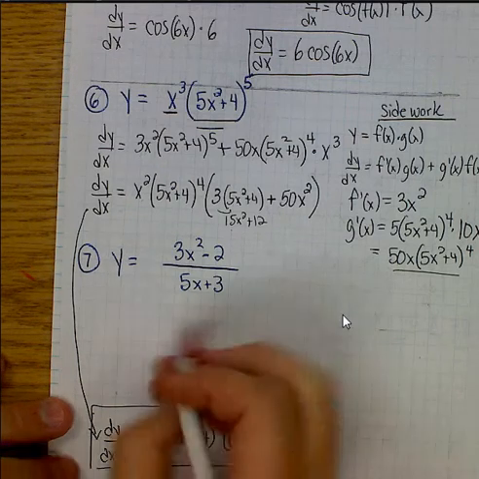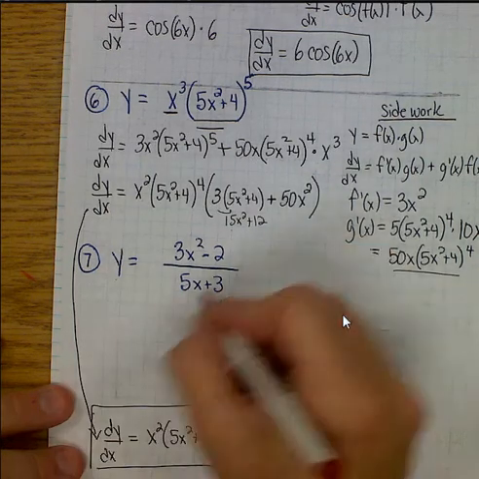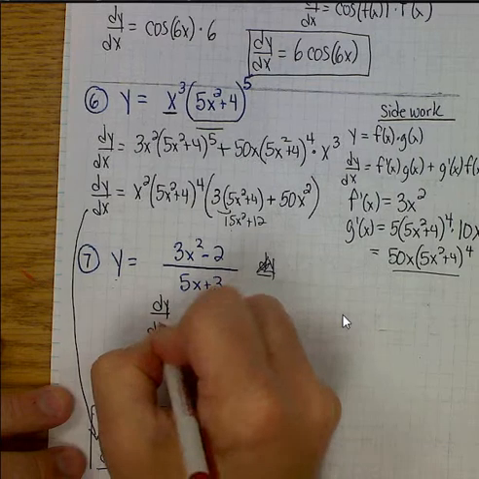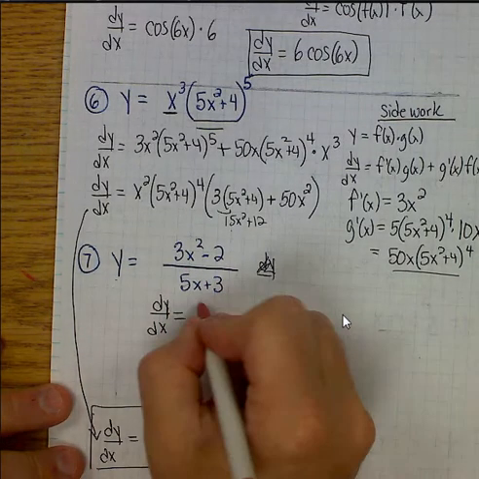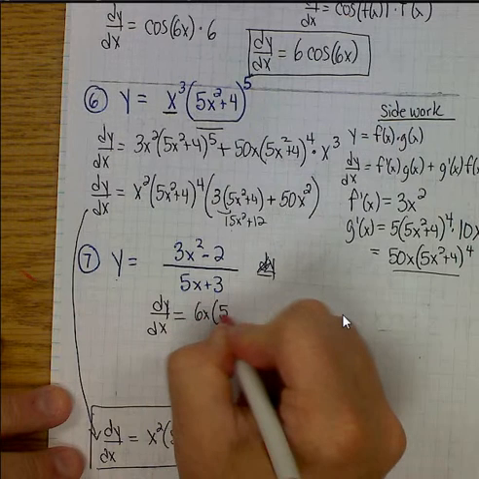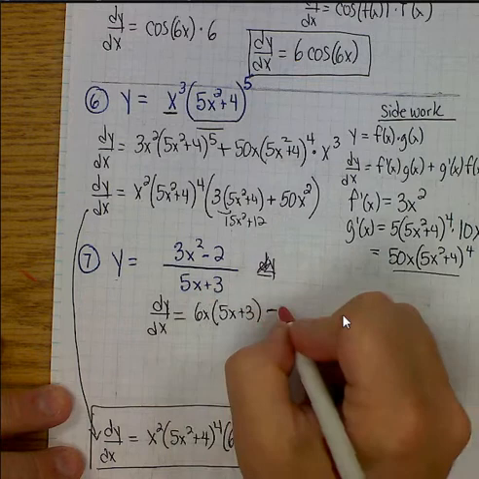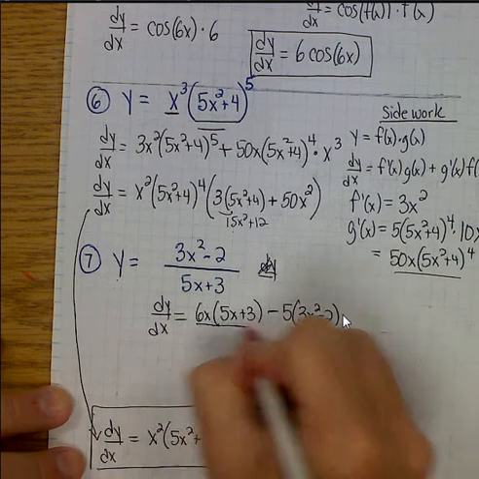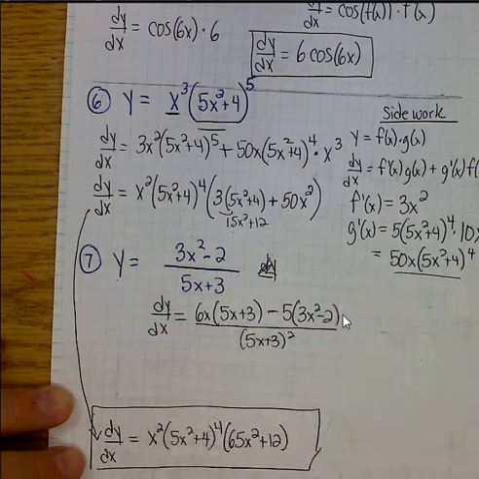And then finally, number 7, this is the quotient rule. So dy dx, oh, let me write it down here. I need more room. dy dx is going to equal, can we see that? Yep. The derivative of the top, 6x, times the bottom, 5x plus 3, minus the derivative of the bottom, 5, times the top, 3x squared minus 2, all over the bottom, 5x plus 3 squared.